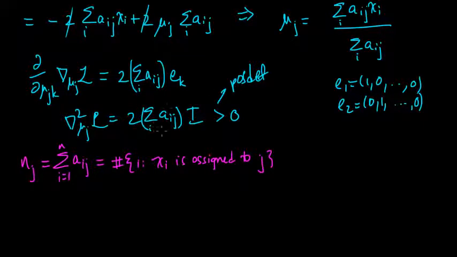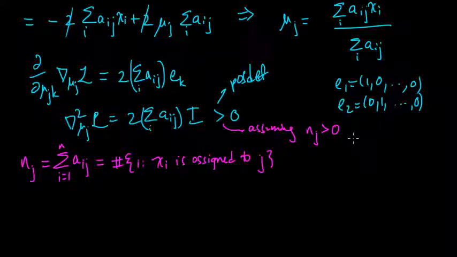So this is going to be positive definite as long as there's at least one point assigned to that center. So let's assume that there is for now, assuming nj strictly positive. By the way, this notation for a matrix, greater than 0, means that something's positive definite. And greater or equal to means it's positive semi-definite for a matrix.